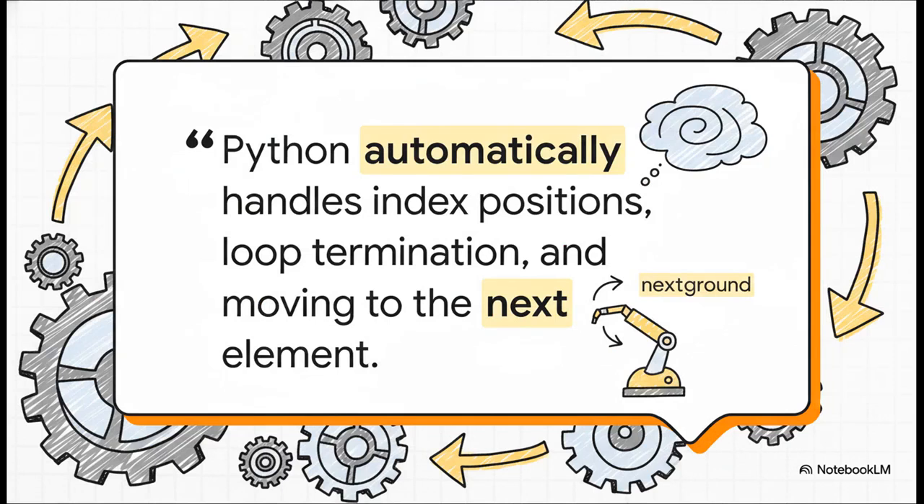Now, here's what's so cool about this, and what this slide really gets at. You don't have to manually tell Python, okay, now go to the second item. Now go to the third. And you don't have to tell it when to stop either. Python takes care of all that bookkeeping in the background. The counting, the stopping, the moving to the next item. It just works. And that makes our code way cleaner and much less likely to have bugs.